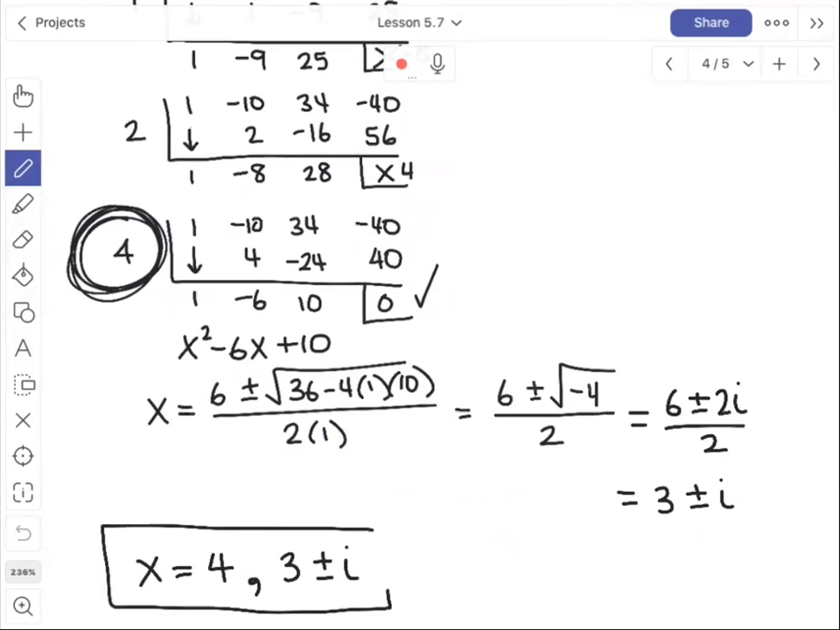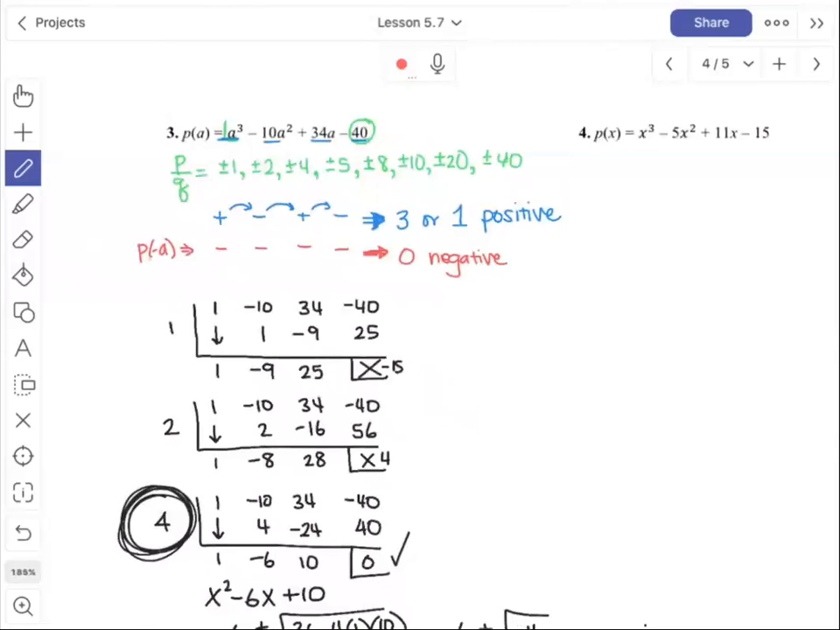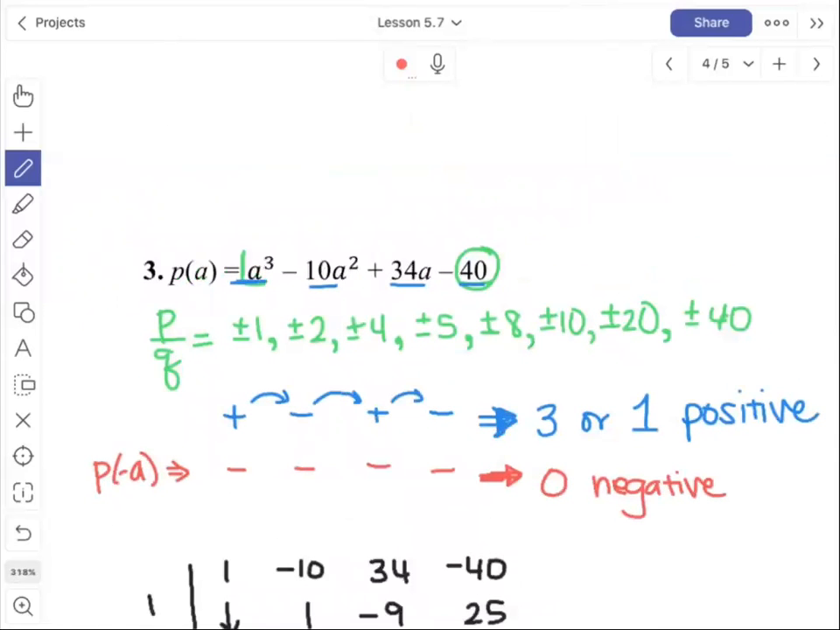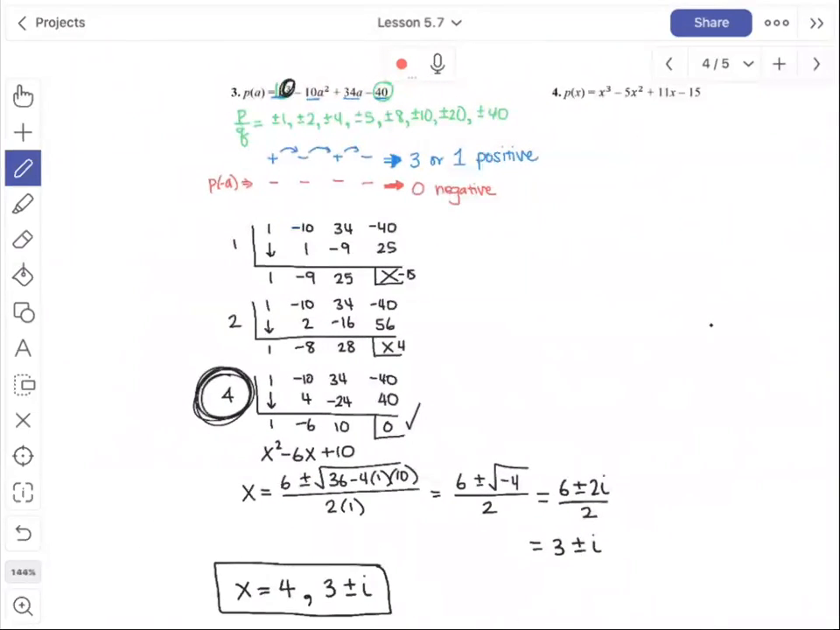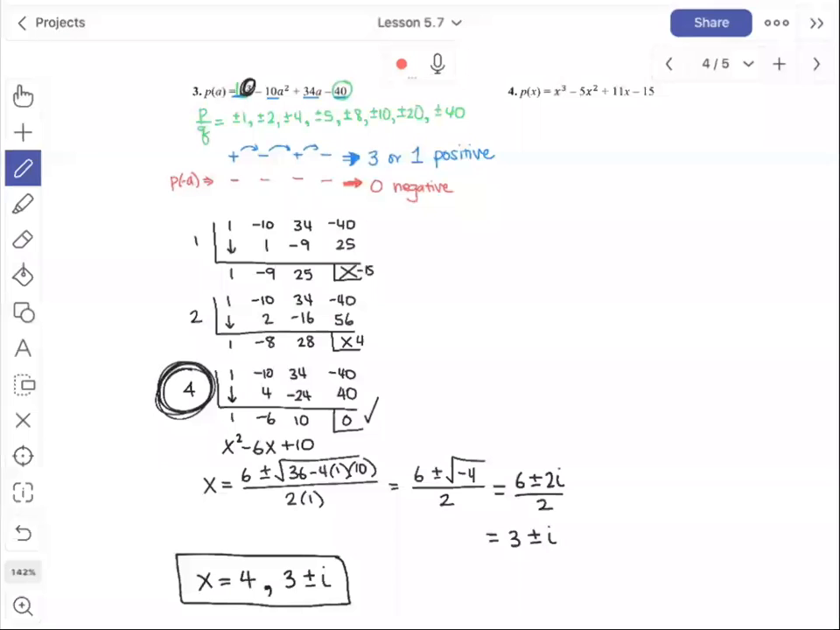And I have 3 answers. I look at my degree, just to double check, and yes, my degree is 3, so I should expect 3 answers, which I did get. All right, guys, and that is everything. With all of our theorems put together, Descartes in there, rational root theorem, synthetic division, quadratic formula, imaginary numbers. Oh my goodness, you guys, all this goodness in there.